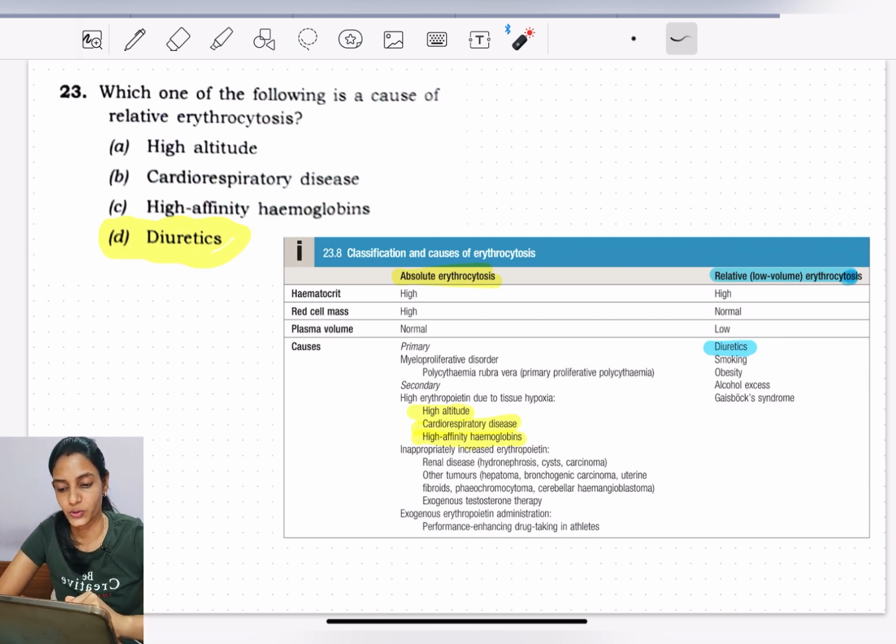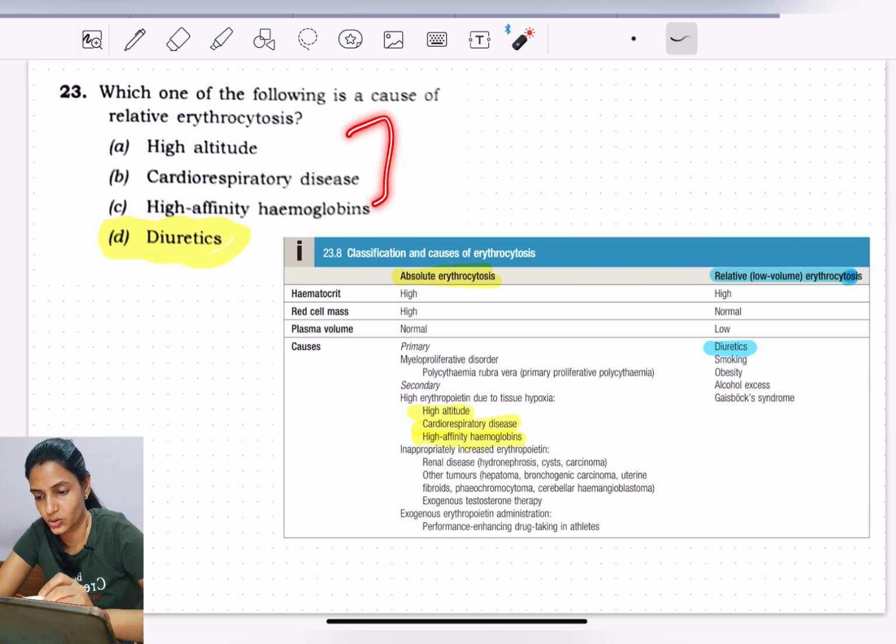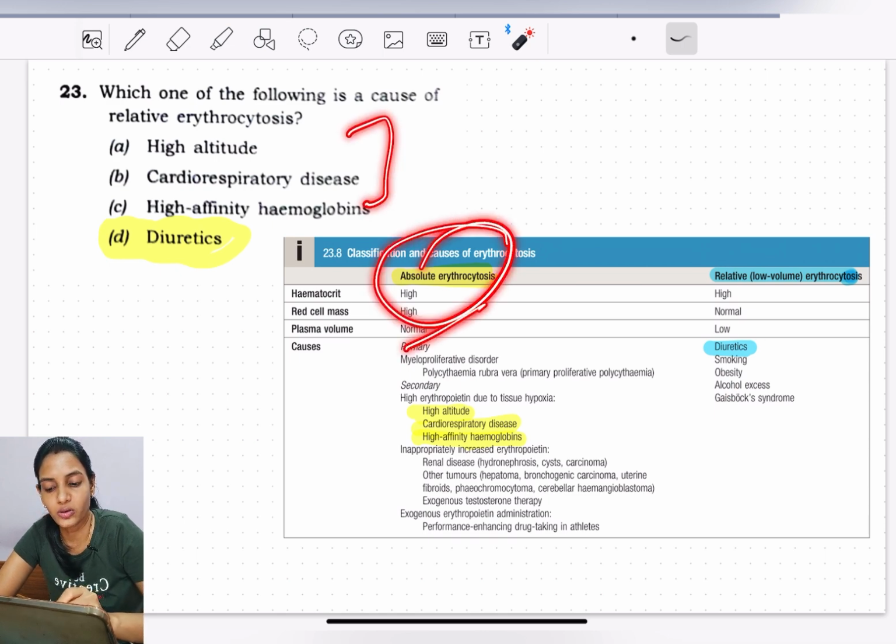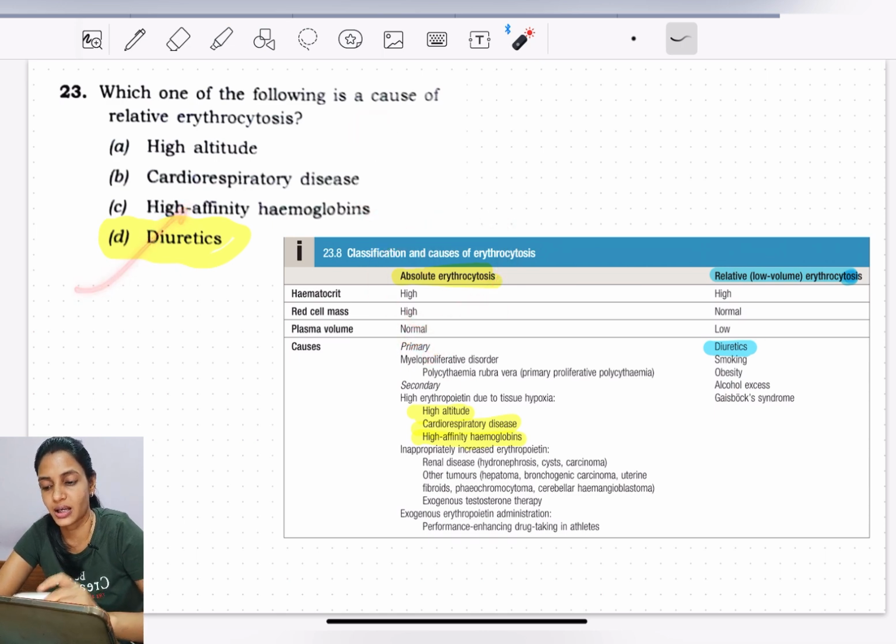Relative erythrocytosis. So relative erythrocytosis, that is low volume erythrocytosis, is seen in diuretics, smoking, obesity, alcohol and Gaisböck syndrome. The rest of the three options show absolute erythrocytosis. So the answer for this is diuretics.